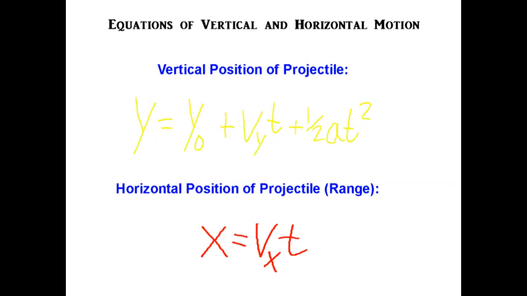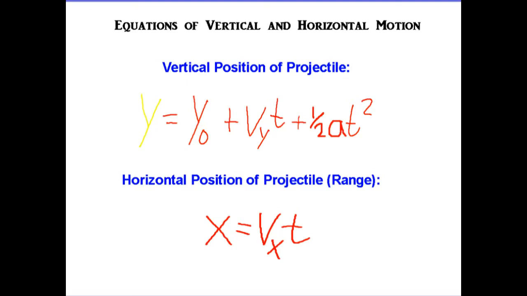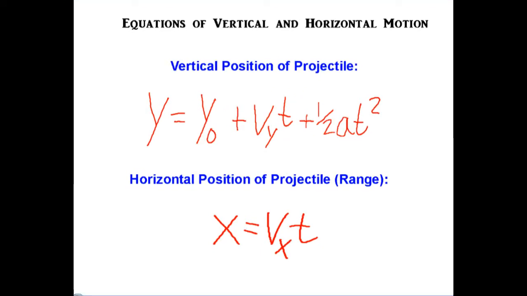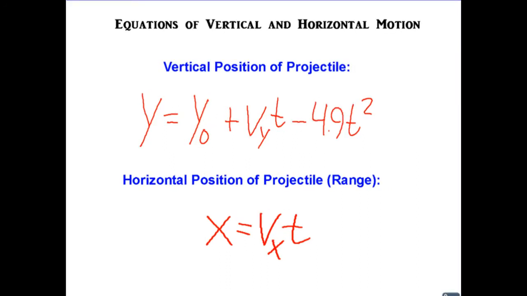The first equation is used to determine the vertical position of a projectile. Y equals the vertical distance traveled. Y sub 0 equals the initial height of the projectile. V sub y equals the initial vertical velocity. T equals time. A equals the acceleration due to gravity. On Earth, half of the acceleration due to gravity is 4.9.